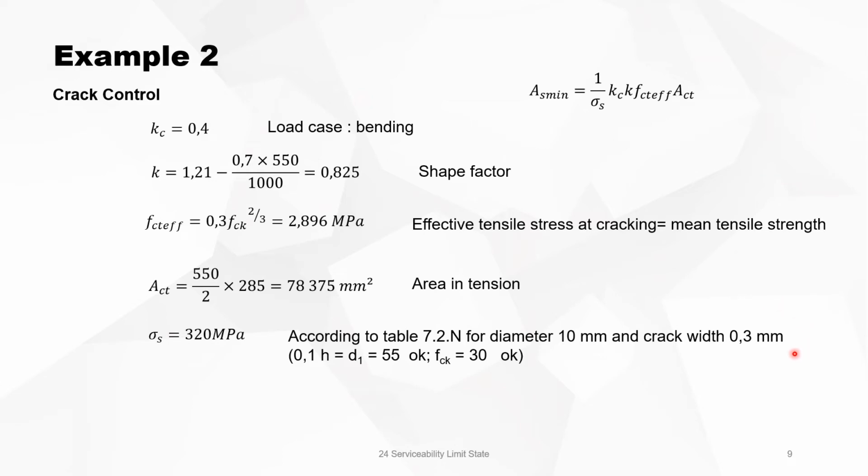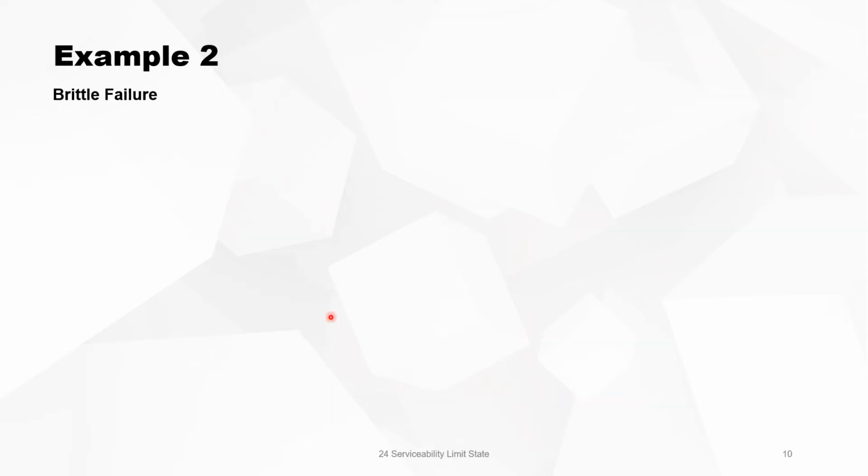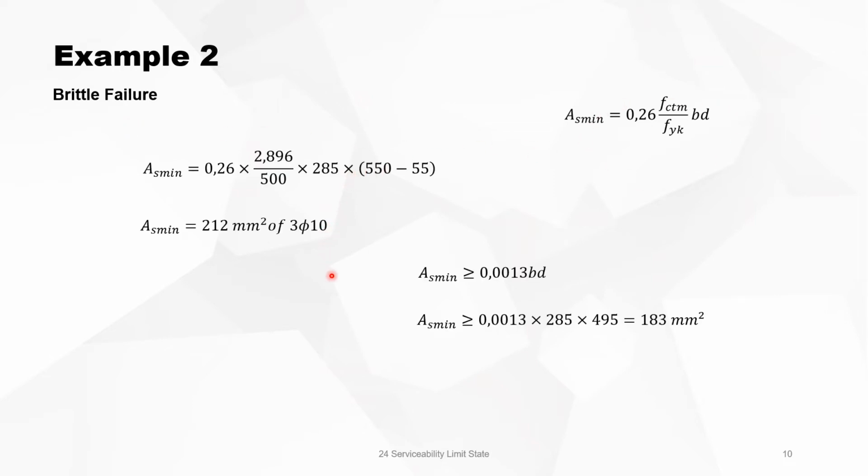For a crack width limitation of 0.3, we look at a diameter of 10 millimeters and we see that the maximum allowable steel stress is 320 megapascal. So we use again this formula, but instead of 500 we use 320 megapascal and we have 3 diameters 10 instead of 2. So for crack control we need 3 diameters. Brittle failure, we use this formula and we arrive at also 3 diameters 10.